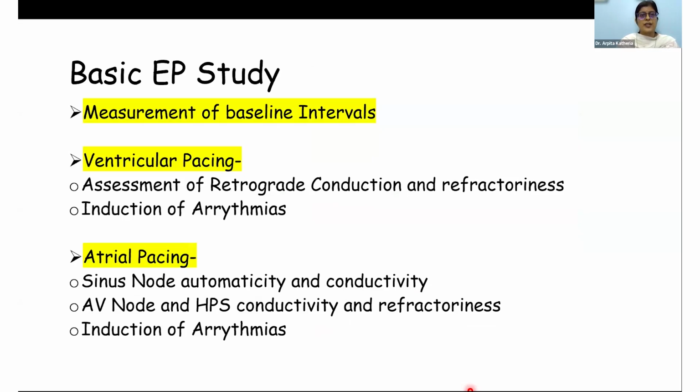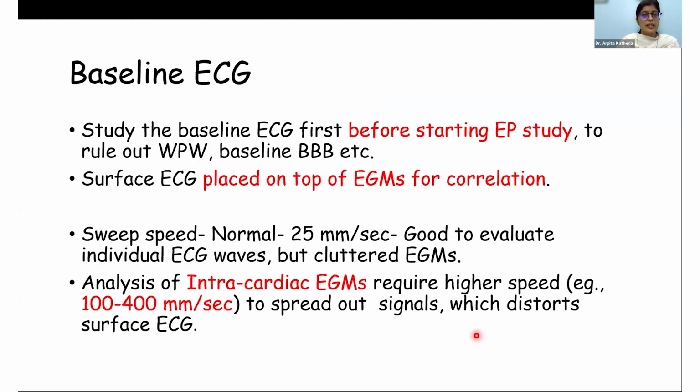Once we are familiar that the catheters are placed properly, we'll move to the basic EP study. In this study, first of all, we have to measure the basic baseline intervals. Then we'll do some maneuvers and pacings, pacing the ventricle as well as the atria. During ventricular pacing, we assess the retrograde conduction and refractoriness and induction of arrhythmias. During atrial pacing, we assess the sinus node automaticity and conductivity, AV node and His Purkinje system conductivity and refractoriness, and the induction of arrhythmias.